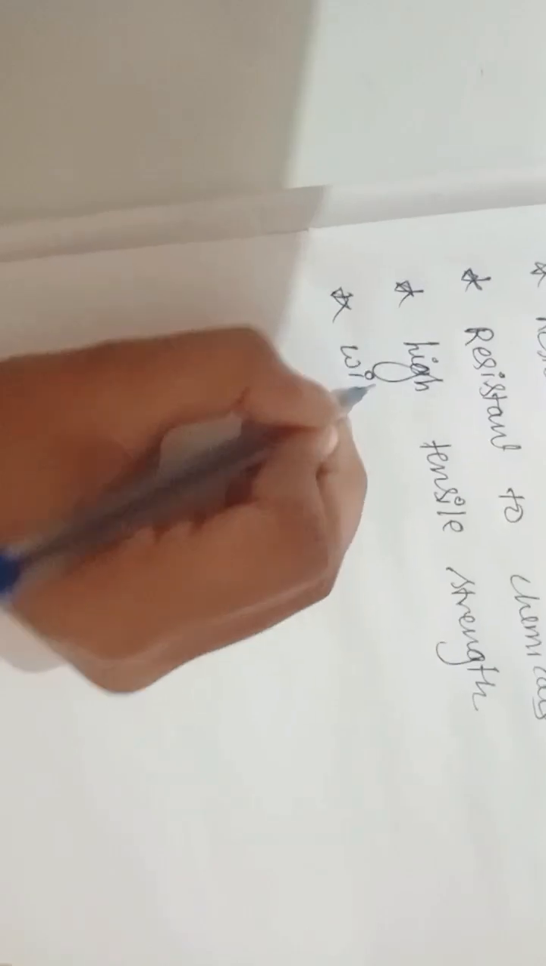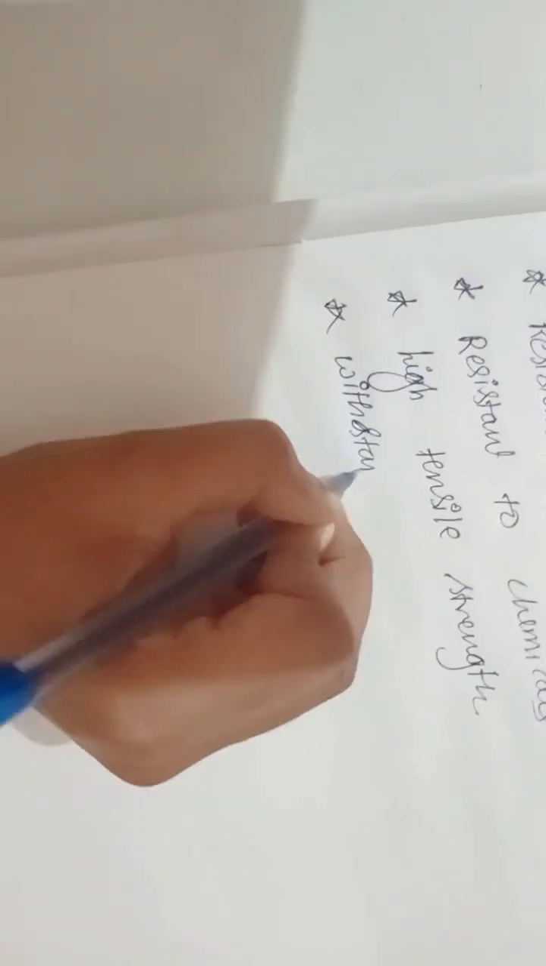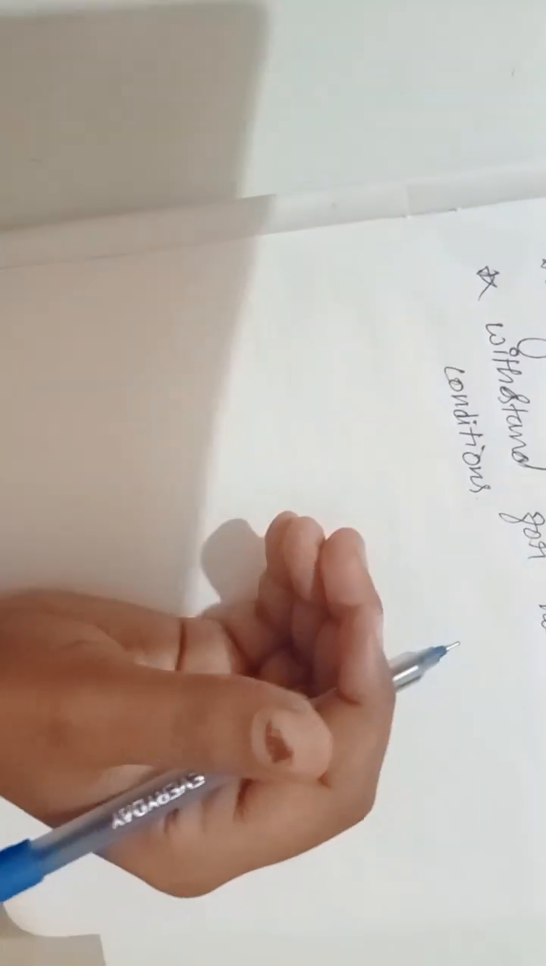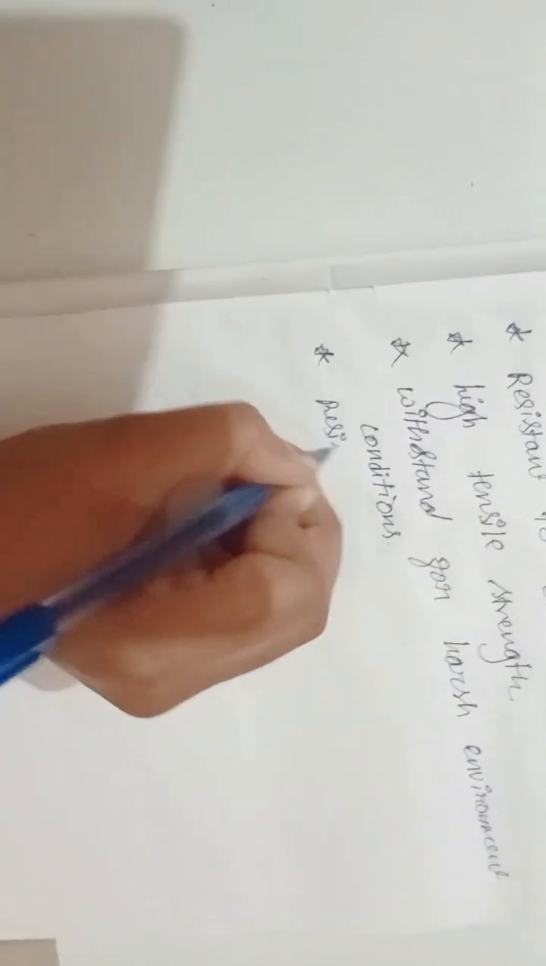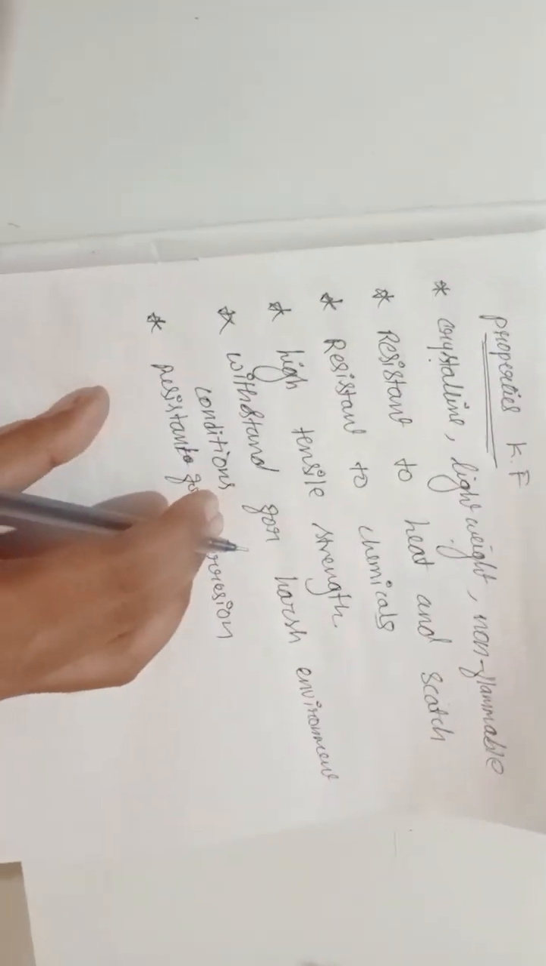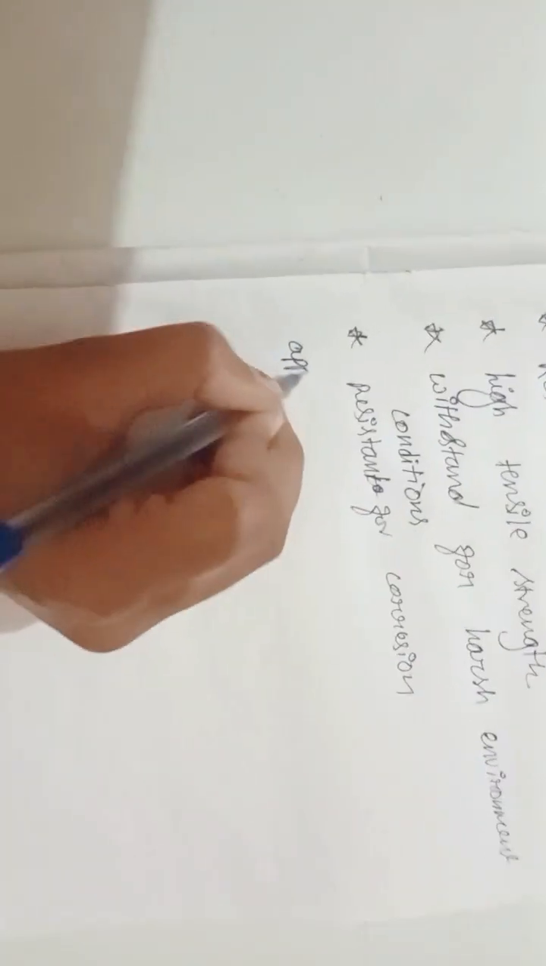And the next point you can say it is having high tensile strength. And one more point you can write, it can withstand harsh environment conditions. So even more properties you can include and write. One of the important properties is it is resistant to corrosion also, right? So it is resistant to corrosion. So these are the properties of Kevlar fiber, and now let us see the applications of Kevlar fiber.